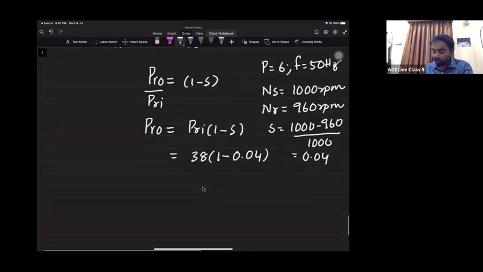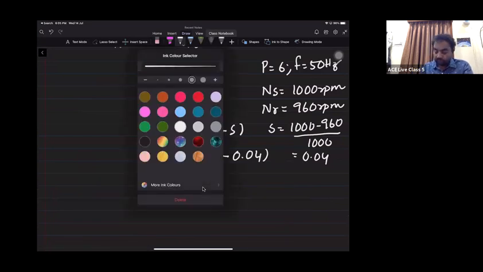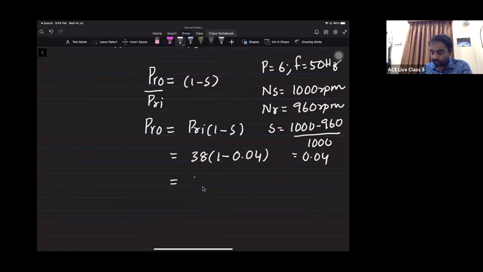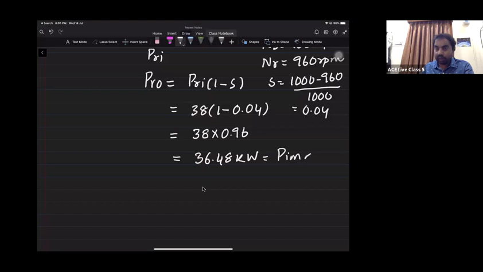Then what is the value of the rotor output? Can you please tell me now? What is the value of rotor output? 38 into 0.96. What is the answer? 36.48 kilowatts. So this is nothing but your internal mechanical power developed.